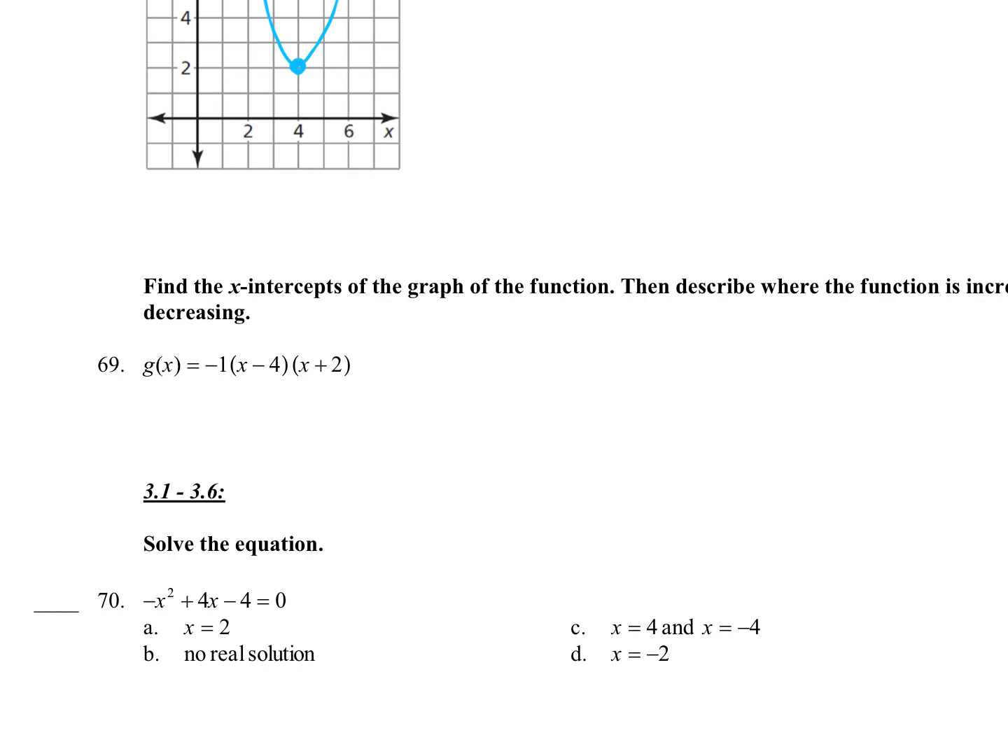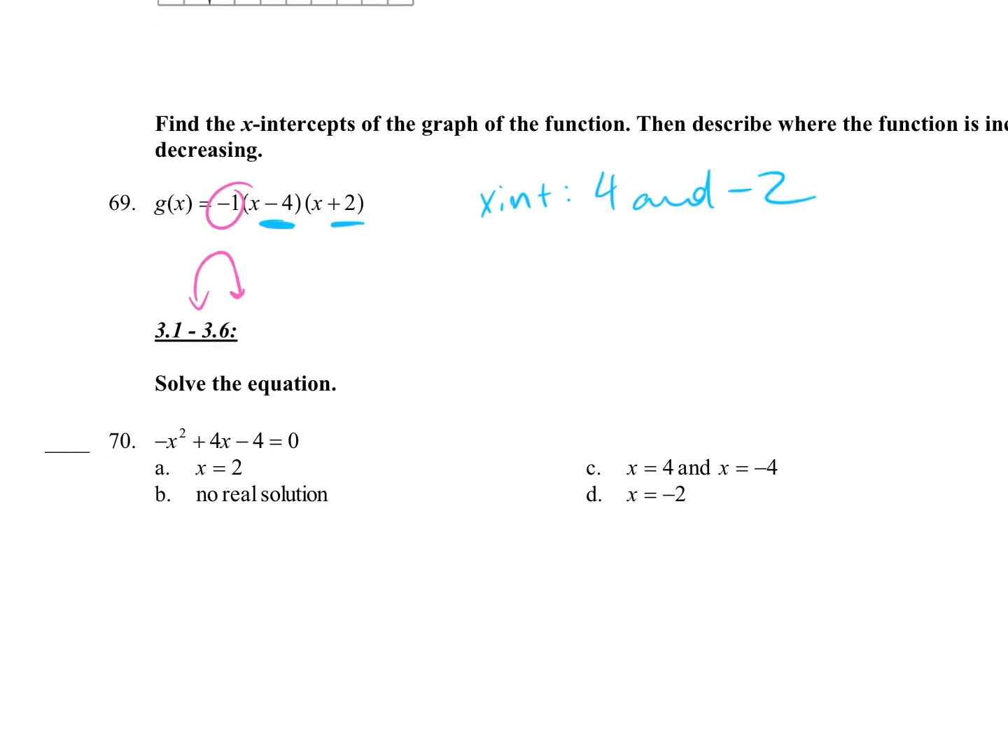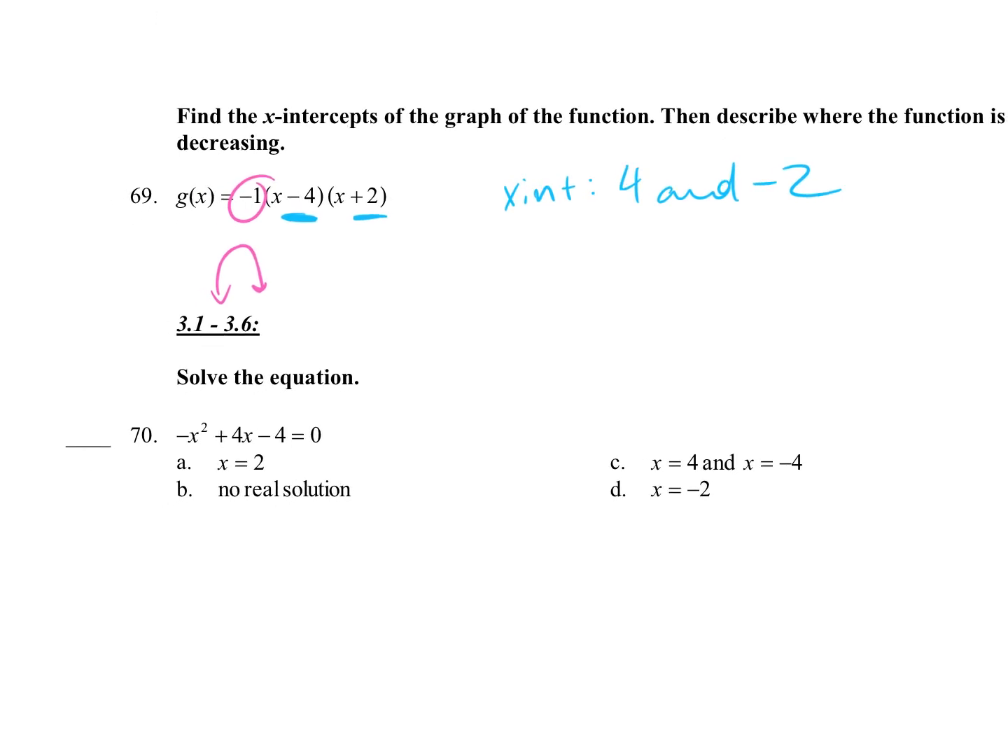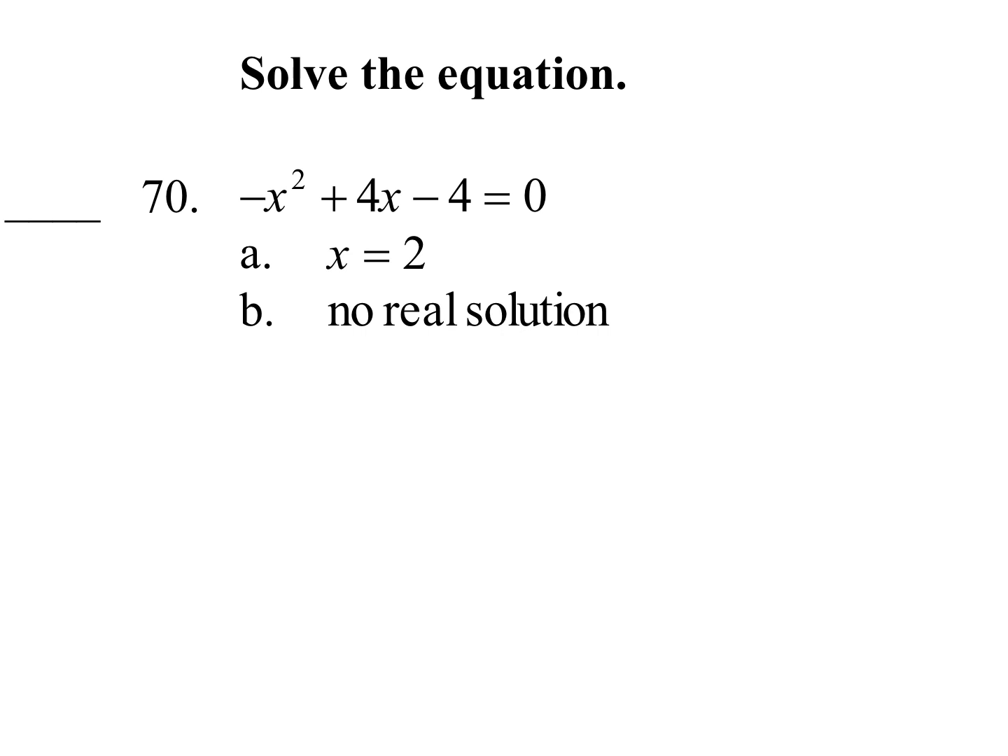For 69, what are my x-intercepts? Perfect. So 4 and negative 2. For the x-intercepts, you just change the sign of the numbers inside the parentheses. Does my graph here open up or open down? Down, because it has a negative 1 outside, so we know it's going to open down. All right, let's look at 70. So here I have to solve the equation. If I have an x squared and an x, how am I going to solve?